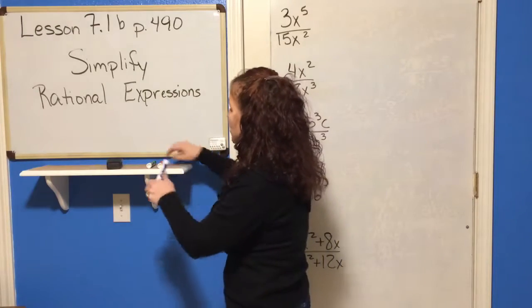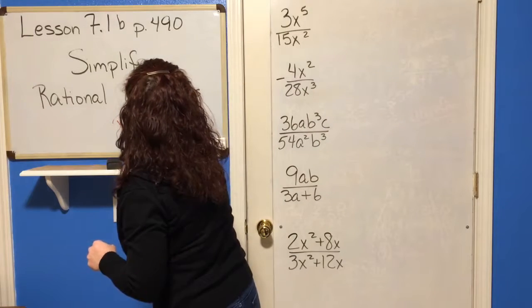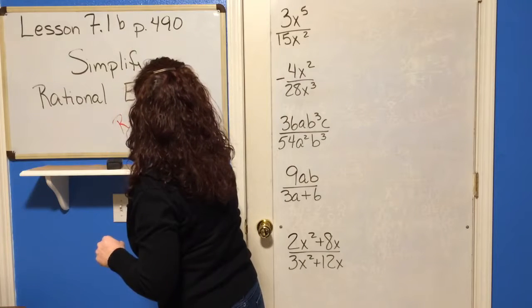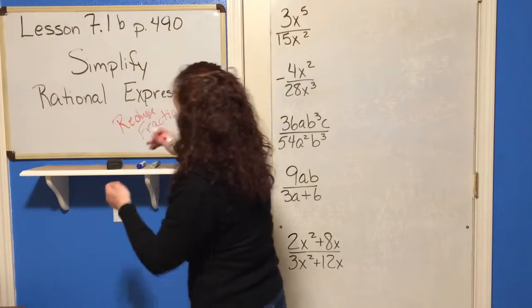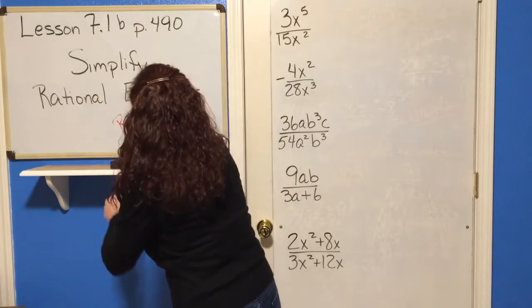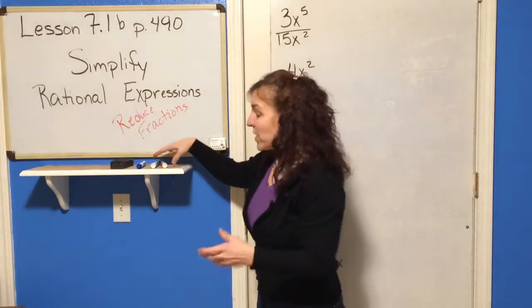So simplifying rational expressions is simply reducing fractions. Oh, with a C. All right, reduce fractions. That's all we're going to do. And don't groan at me, because it's not going to be that hard. Okay, here we go. So I want to give you steps.